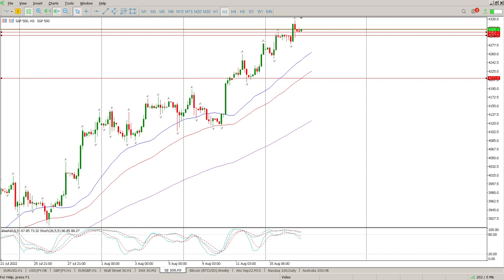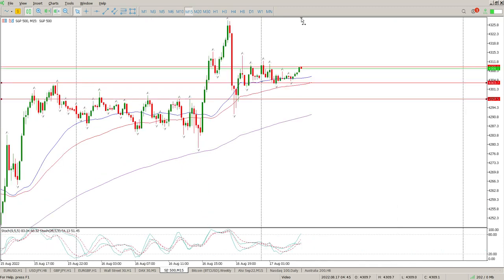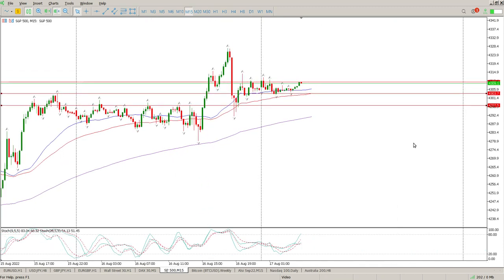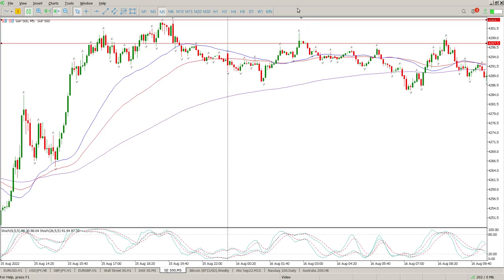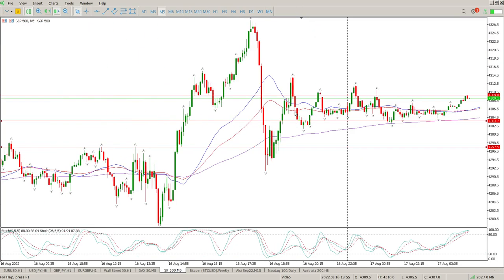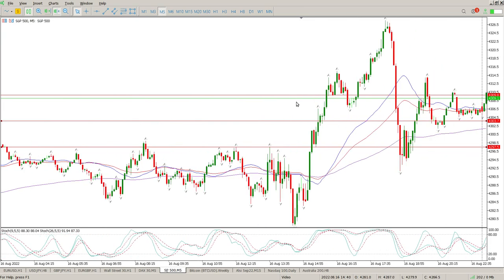You're looking to buy. You're looking to buy off support. So don't just jump in for the sake of jumping in. You could get yourself burnt if you look at the higher time frame. So you want to see structure, and you want to see opportunities to get in. You can even drop down to 5 minute. You will see there's lots of structure on the 5 minute.